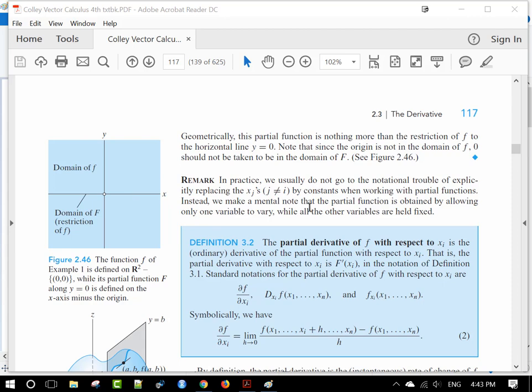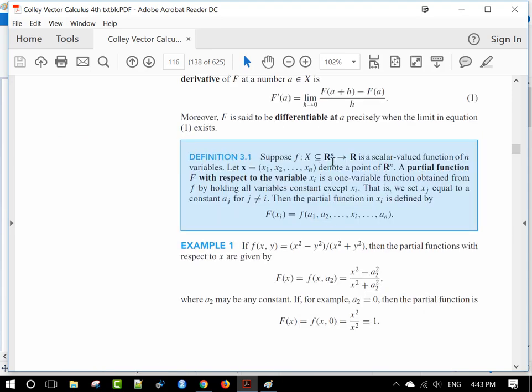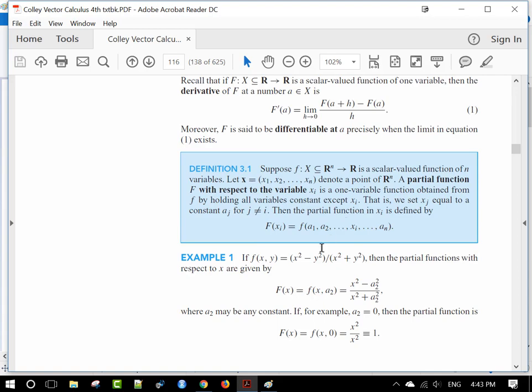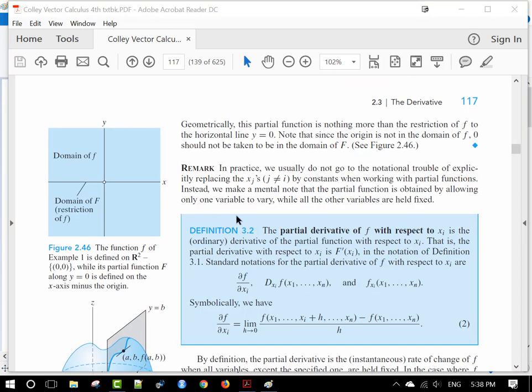Note that the origin is not in the domain of f in this case. So 0 should not be taken to be in the domain of capital F either, right? For this function, we can't put in 0, 0. We can't put in the origin. Okay, let's read this remark.